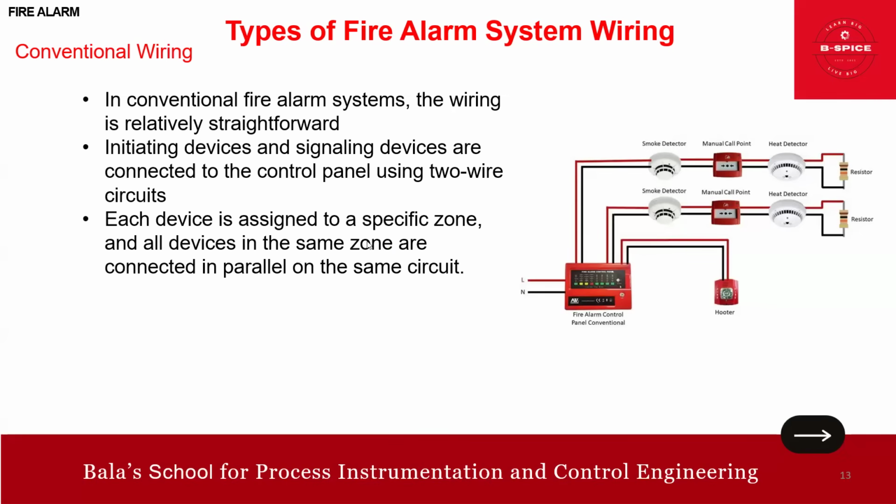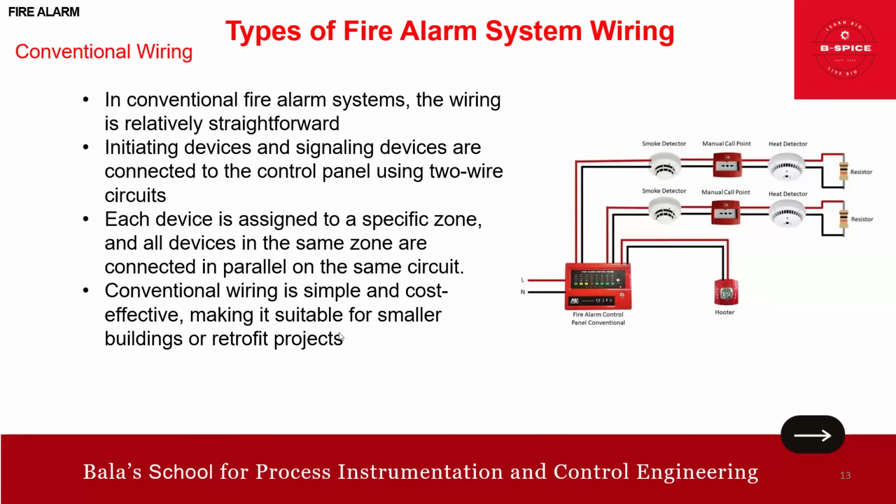Each device is assigned to a specific zone. So this is one zone, this is one zone, and all devices in the same zone are connected in parallel on the same circuit. You see here, all these are connected in parallel on the same circuit. Conventional wiring is simple and cost effective, making it suitable for smaller or retrofit projects.